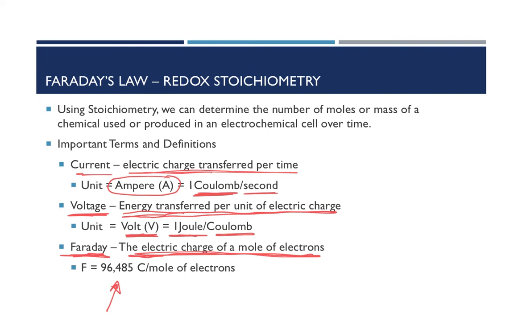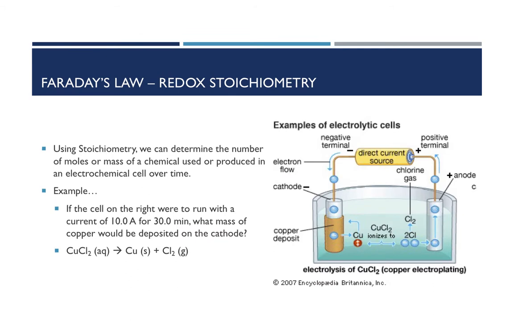Also important to note, if we do some rearranging with what we have up there on the top, we can see that Faraday's constant can also have the units of joules per mole volts. So that helps us out in some situations, but not others. All right, so using stoichiometry, we can determine the number of moles or mass of a chemical used or produced in an electrochemical cell over time.